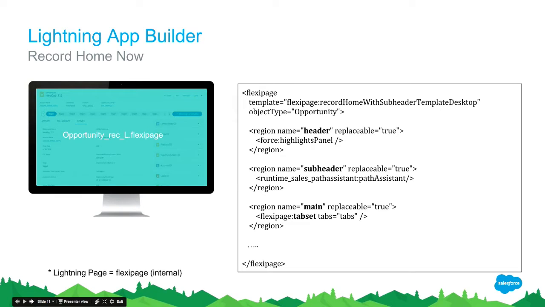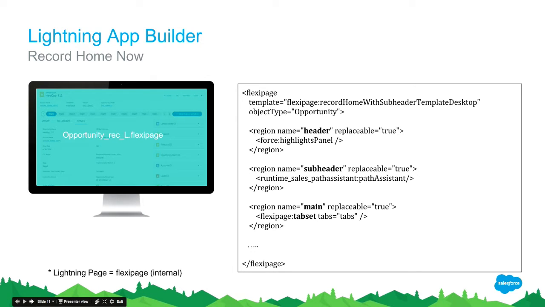Internally, we also call Lightning Page Flexi Page. That's why you can see the Opportunity Record is no longer a recordhome.cmp. It's a .flexi page. A flexi page is an XML file where you can specify a template for the page, as well as define the content in the regions. So you're going to say, I don't want to sit there and write this boring XML file.